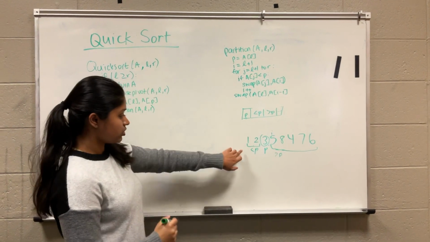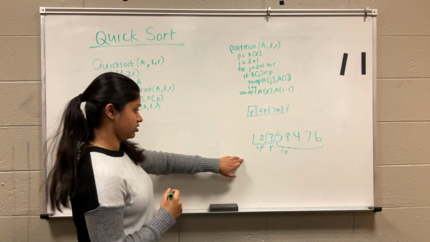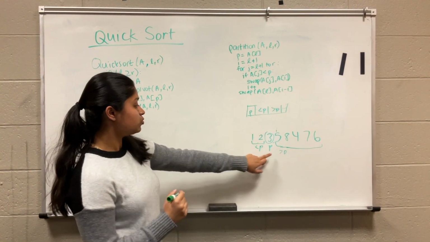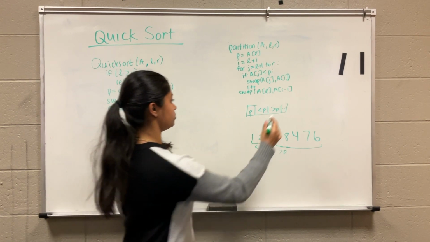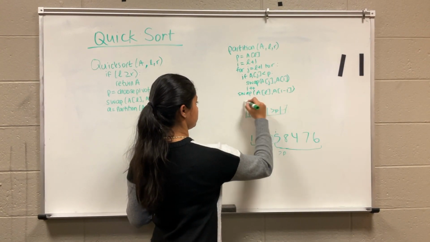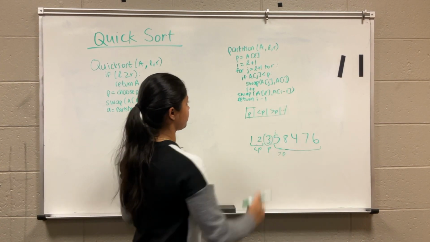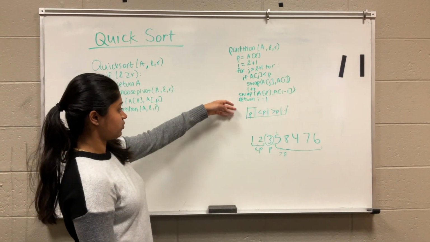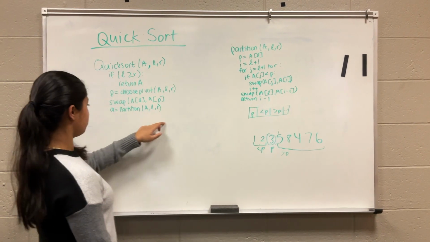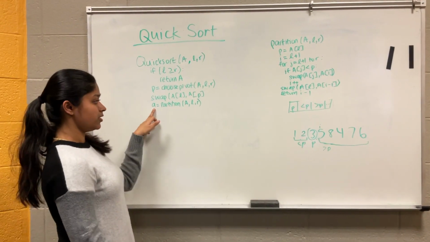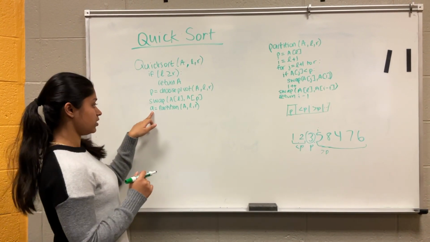Okay, so now this is fully partitioned. It now returns the new position of P, which would be at I minus 1. So that's the end of this partition function. This will return back here. So A is now the position of our pivot.